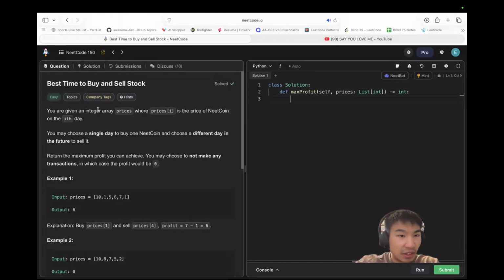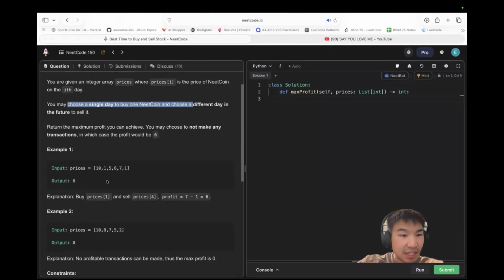I think we're given an integer array called prices, where prices[i] is the price of the neat coin on the ith day. Our job is to choose a single day to buy the neat coin and choose a different day in the future to go ahead and sell it. For an example, we could buy at one.